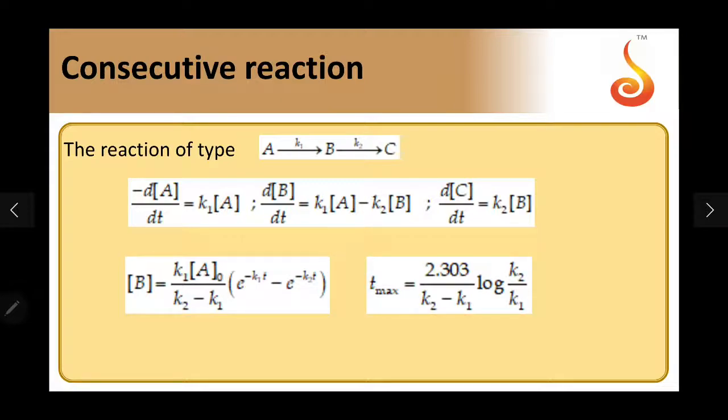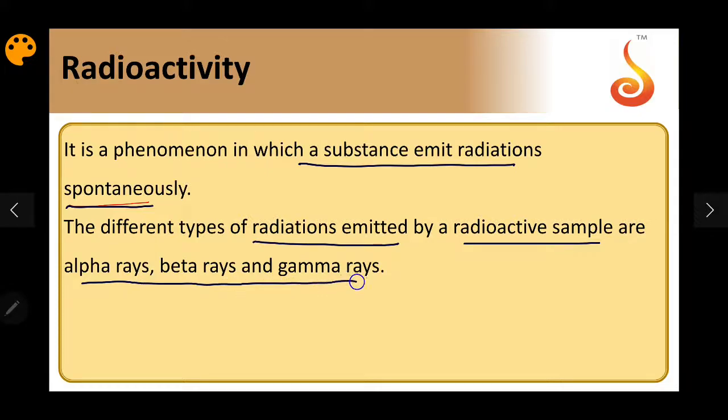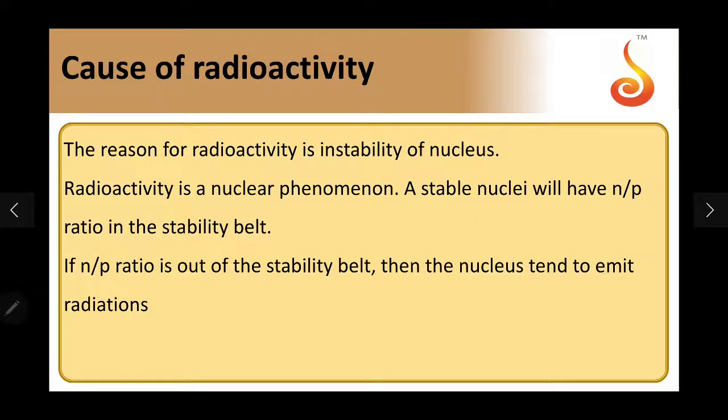And this type of consecutive reaction is very common in the radioactive disintegration process. Going to radioactivity, it is a phenomenon in which a substance emits radiation spontaneously. The different types of radiations emitted are alpha, beta and gamma rays. What is the reason for radioactivity? The reason for radioactivity is instability of the nucleus.